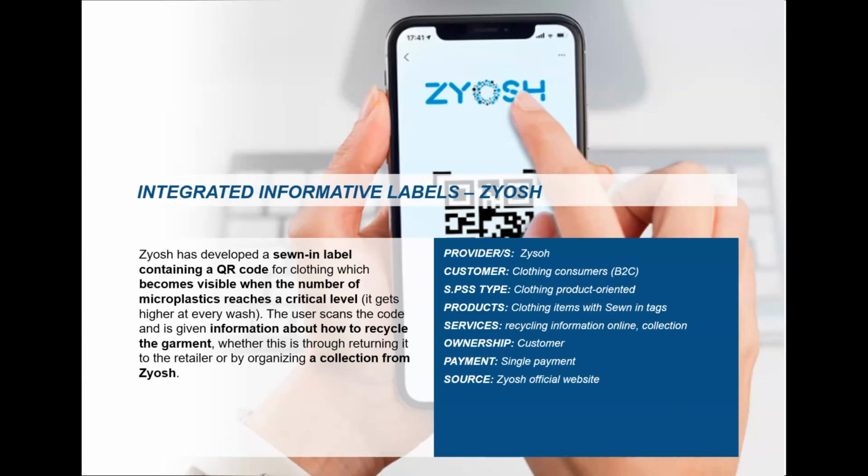What they do is they underprint a QR code, obviously in partnership with providers of clothes, and this QR code is hidden at the beginning. The more you wash, so the more microplastics are released, the more it comes out. So when the whole QR code is visible, it's time for recycling. You just scan the QR code. You can both have instruction on the recycling mode, or you can access the recollection system by Ziosh. So they take back the clothes.